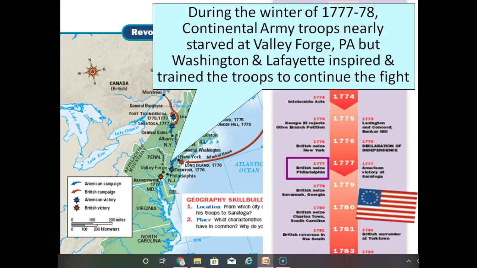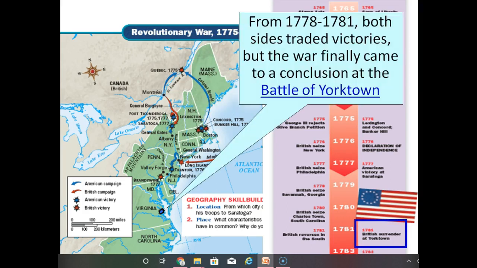However, not long after winning the Battle of Saratoga, we ended up at Valley Forge in 1777 and 1778. Our troops nearly starved to death. However, Washington and Lafayette, with their strong leadership abilities, were able to inspire and train the troops to continue to fight, which led us to the final battle, which was the Battle of Yorktown.